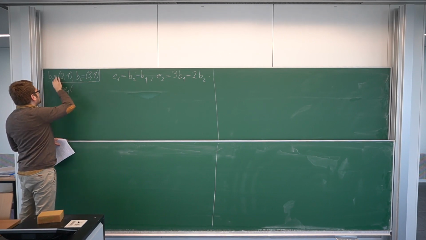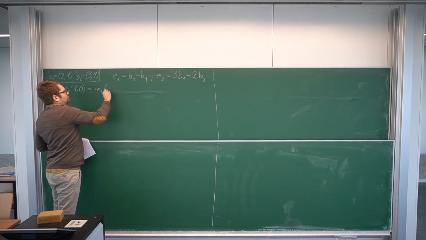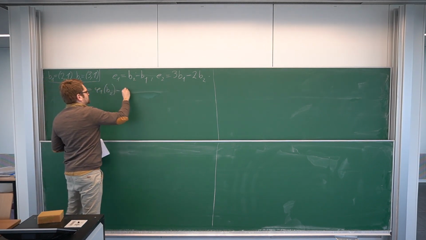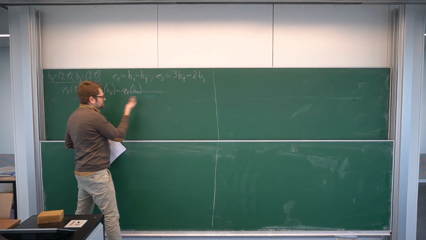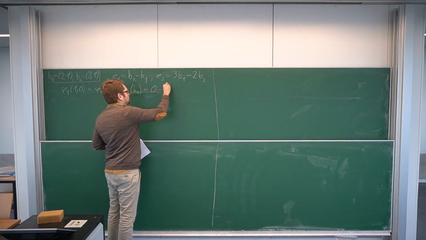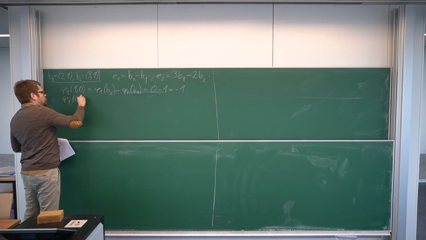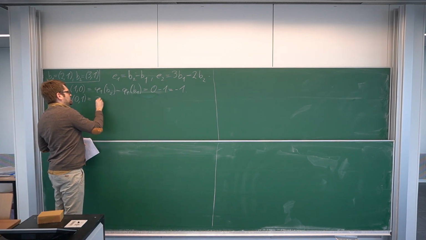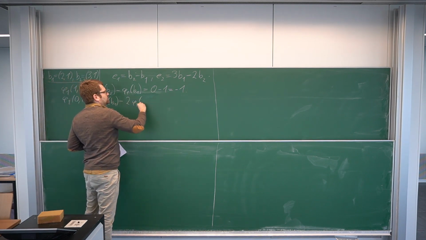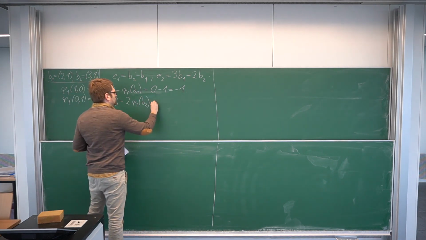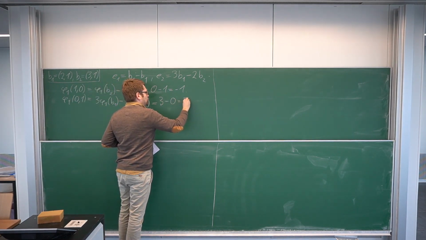So phi1 is the dual of B1. This means phi1 of 1, 0 is, by linearity, phi1 of B2 minus phi1 of B1. So by definition, this is 1 and this is 0, just because of this duality notion. This is also 0 minus 1, which is minus 1. Okay, phi1 on 0, 1 is then by linearity 3 phi1 of B1 minus 2 phi1 of B2. Okay, this is again 0, and here we have 3 times 1, so this is 3 minus 0 is 3.